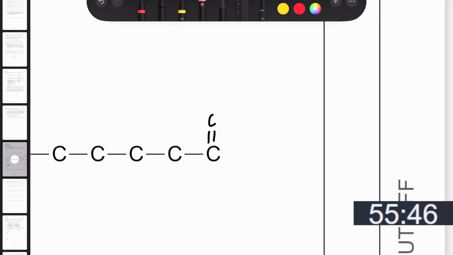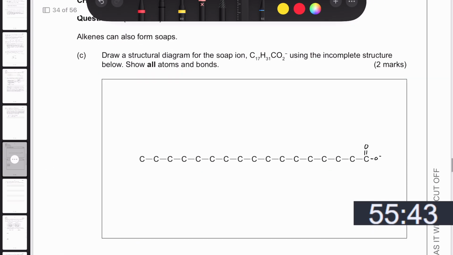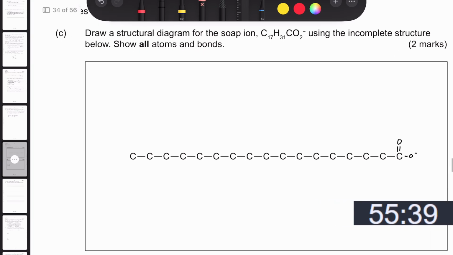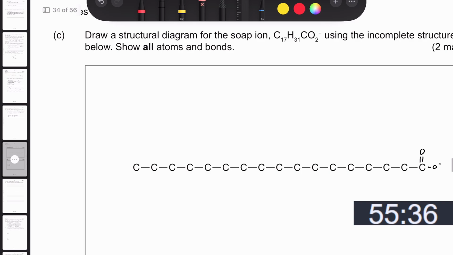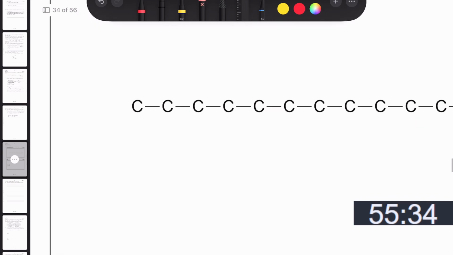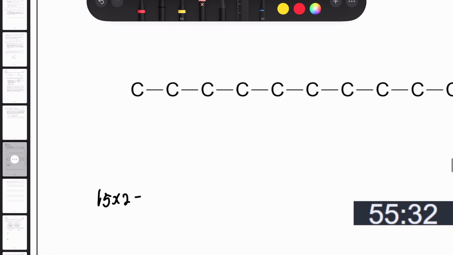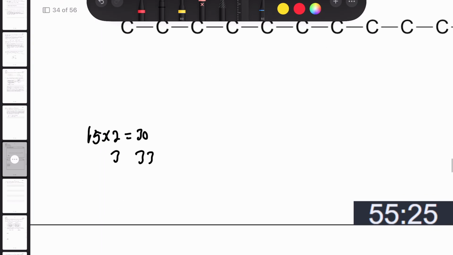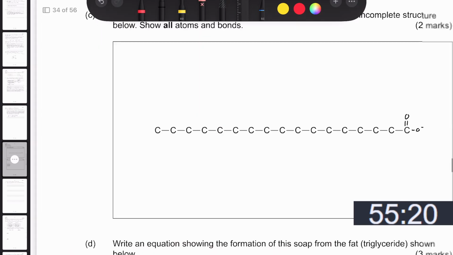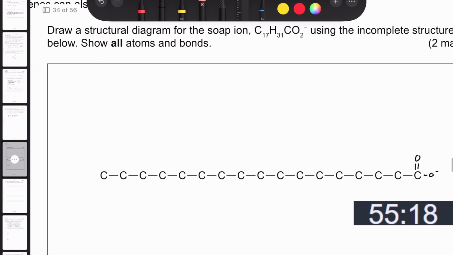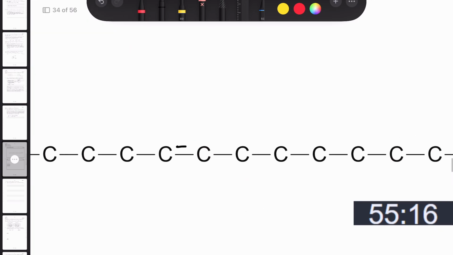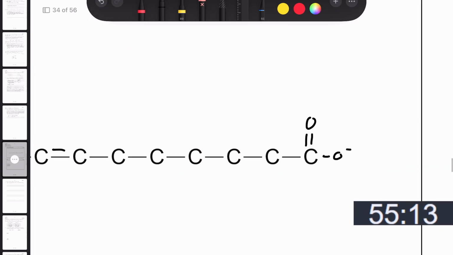So this is 17. So I need to do O minus. And I need 31 hydrogens. And I have 16 carbons to put them on. So I should have 2 times 16 equals 32, minus 2 for the ends, plus 3 at the end, so 33. But I only have 31 hydrogens. I think I remember this question somewhere. I think you need to put like 2 alkene bonds somewhere. Yeah, alkenes can also form soaps. So you can just, I assume, put them anywhere.